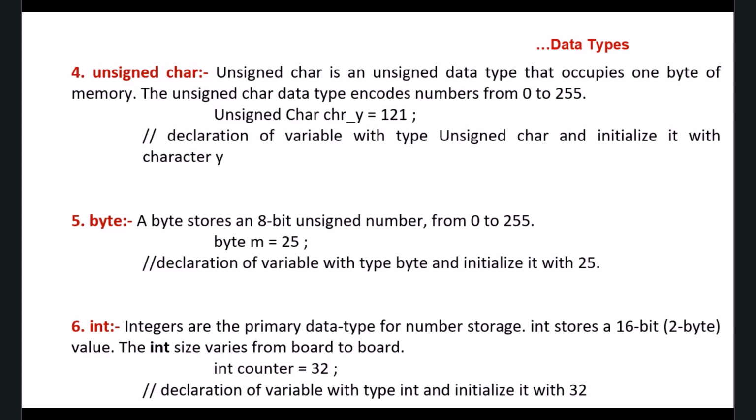The next data type is the most widely used data type, that is integer. An integer data type can store values from minus 32768 to plus 32767. It occupies 2 bytes of memory. Let's take an example of the same. It is int, and our variable name is counter. So int counter = 32.